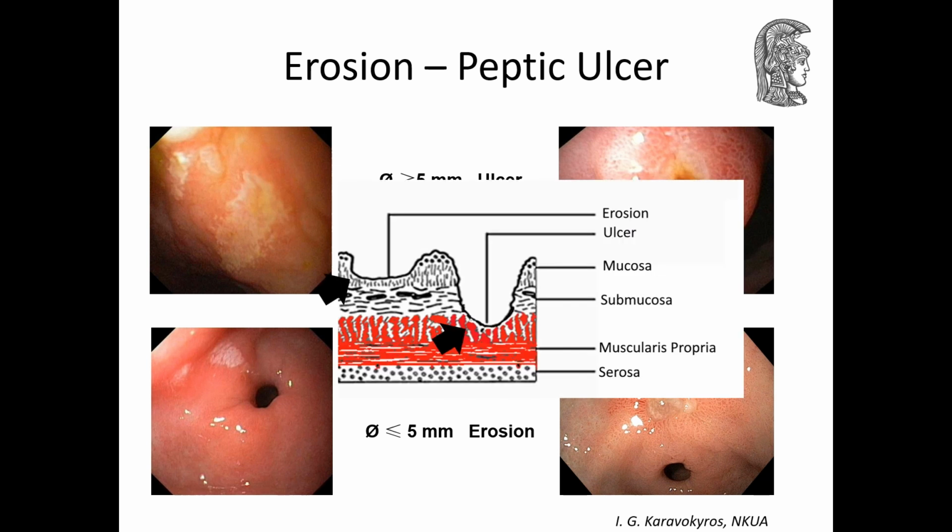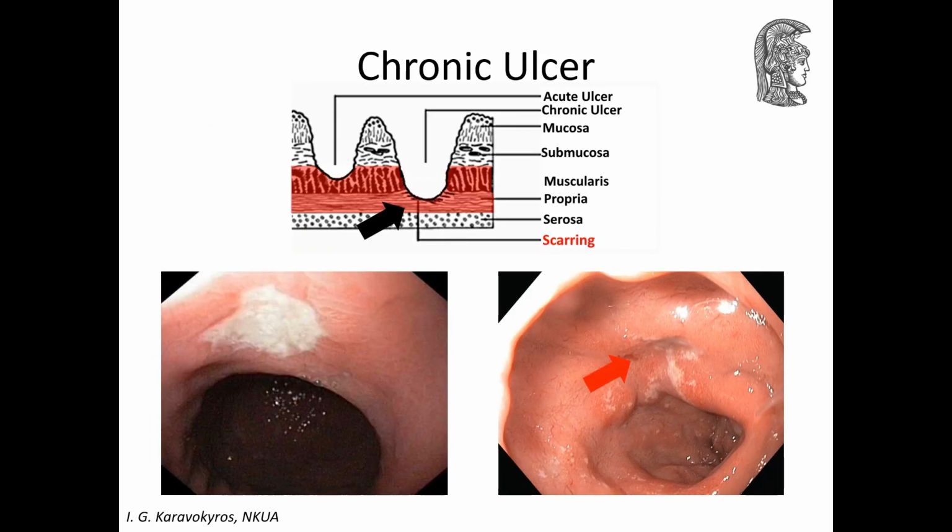The alternative and more objective definition of ulcer is pathological, where ulcer is the loss of gastric lining that extends deep to the submucosa. On the contrary, erosions are more superficial lesions. The endoscopic or pathological finding of fibrosis or scarring at the bottom of the ulcer indicates chronicity of the condition.